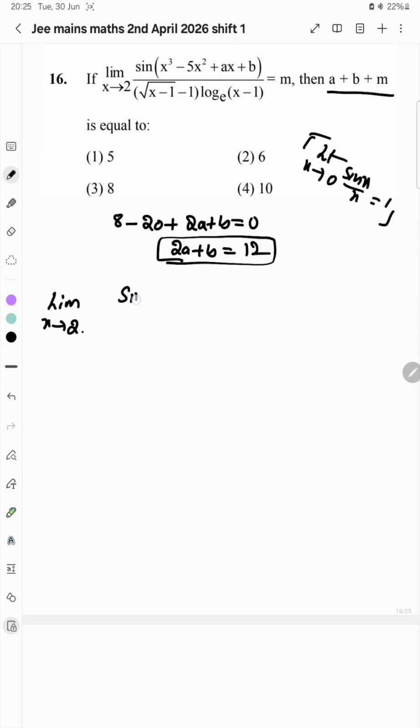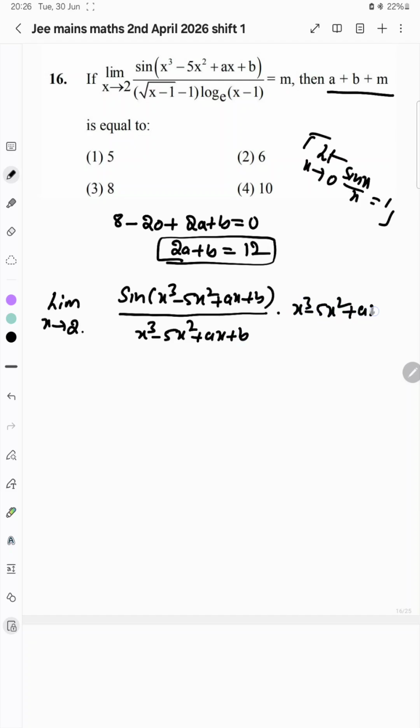Now here, sin of x cube minus 5x square plus ax plus b is in the angle. The same thing we want even in the denominator. For that purpose we can multiply and divide by x cube minus 5x square plus ax plus b, like this. Now we can observe clearly, when you substitute x as 2, it will be 0, even the denominator also 0. So the same model is coming, limit x tends to 0, sin x by x equal to 1. The same formula we can apply here. Limit x tends to 2, sin of x by this complete value will be 1.